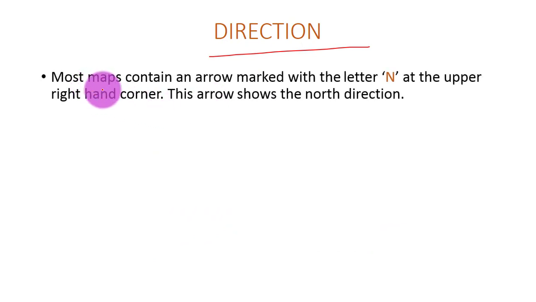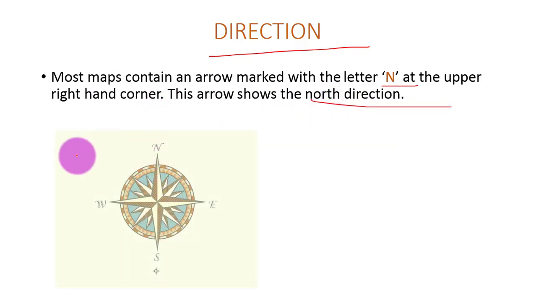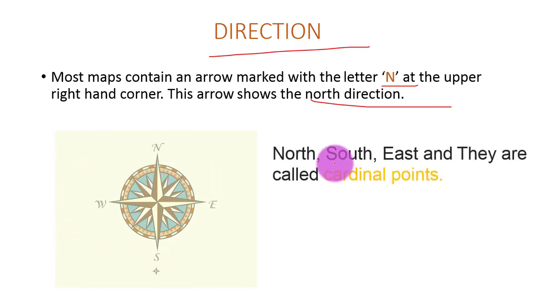Now second is the direction. Most maps show an arrow like N on the upper side, that's called the north direction. Now you can see here each and every map has this, and these points are called cardinal points. Third is the symbol.